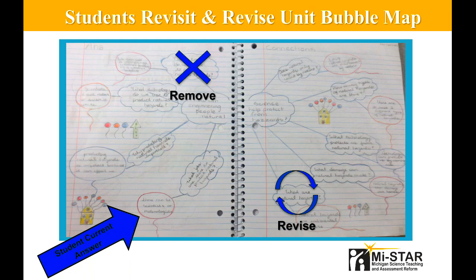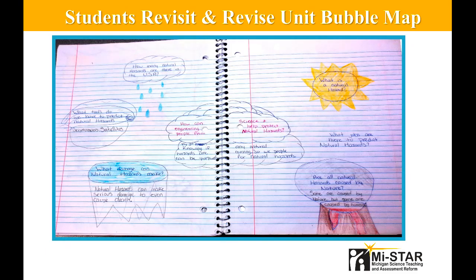You can see that most of these questions have answers. This activity provides the opportunity for students to reflect on their learning and see how their thinking has changed over time. Student thinking is visible, providing a formative assessment opportunity for teachers and a chance to provide feedback to students. Let's take a closer look at another student's unit bubble map.